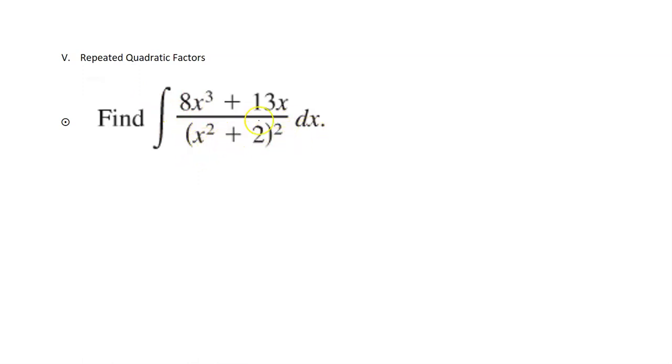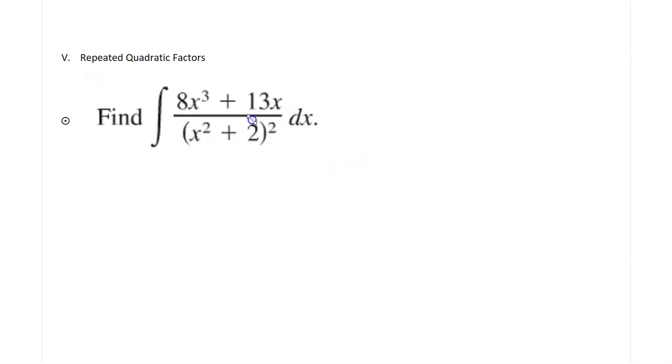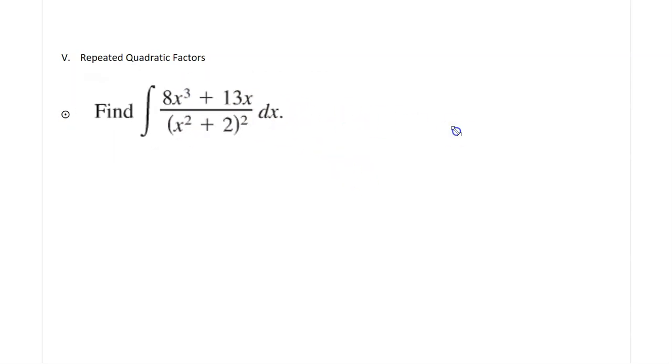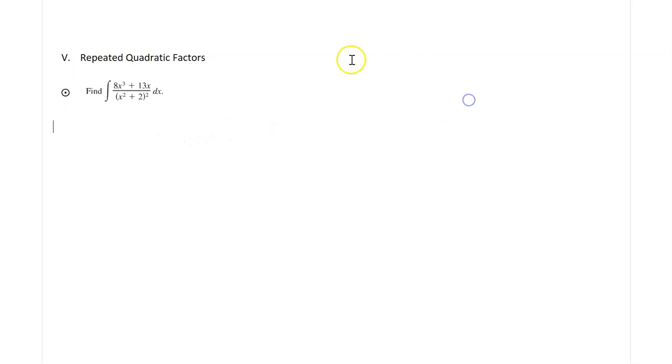X squared plus 2 is a prime polynomial and it can't be factored any further. So this is a repeated prime quadratic factor. So I'm going to try and find the decomposition for this one as well. So I've got 8x cubed plus 13x over (x squared plus 2) squared.